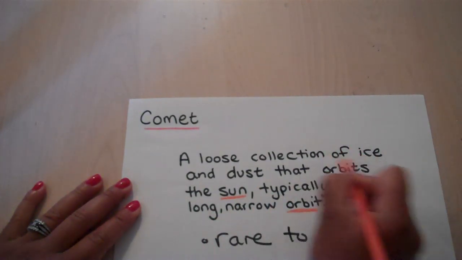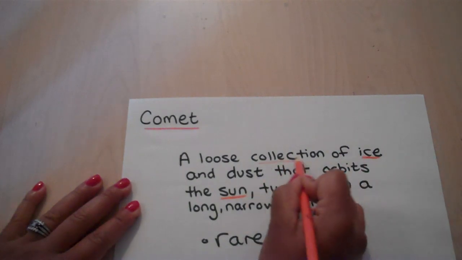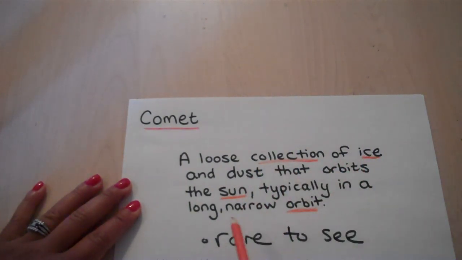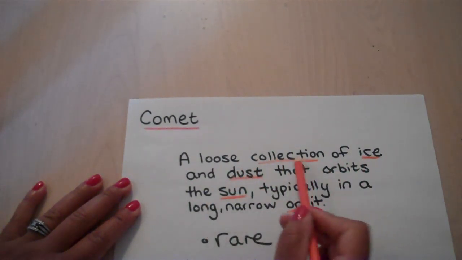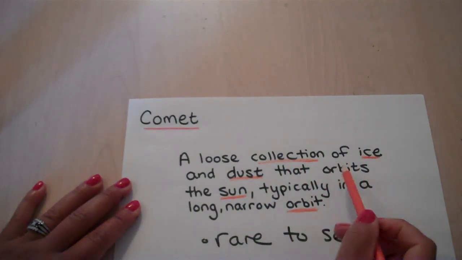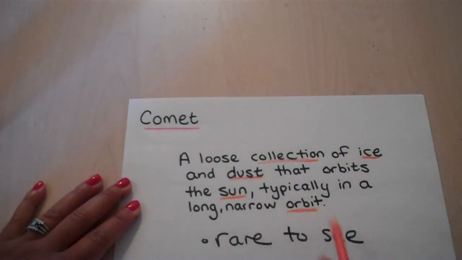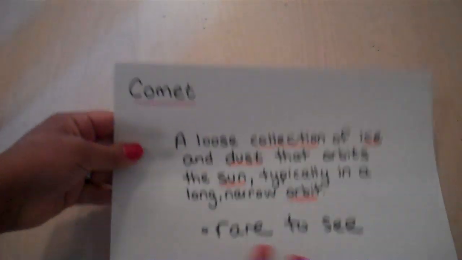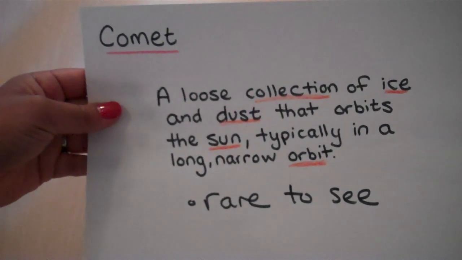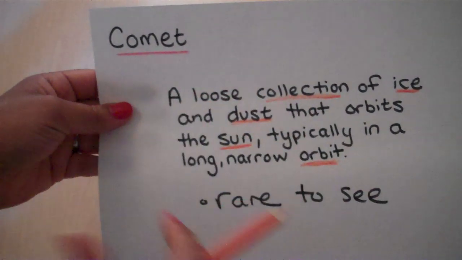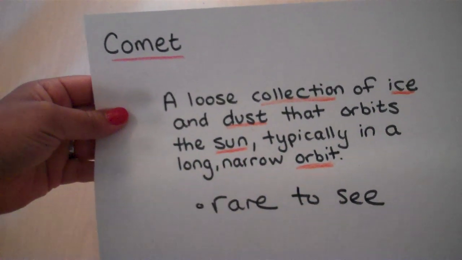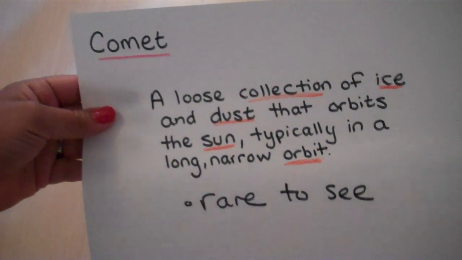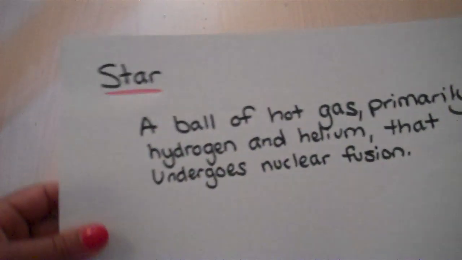Okay, so ice, it's a collection of ice and dust, and that it's going to orbit around the sun, and this is rare to see. But again, these are some things that can be seen from Earth, and so that's why it's on the list. So something else on our list, and we can see, is a star.